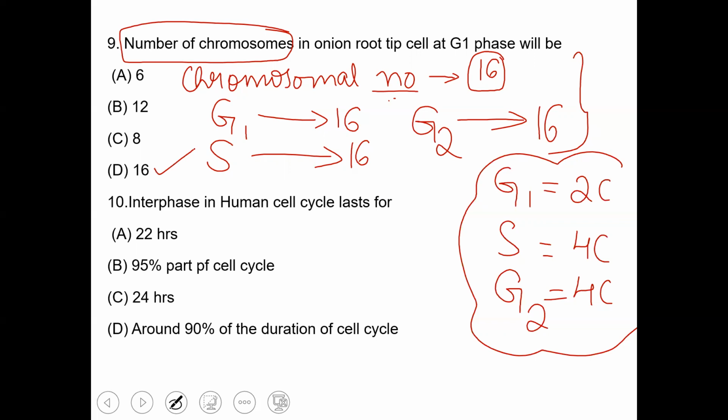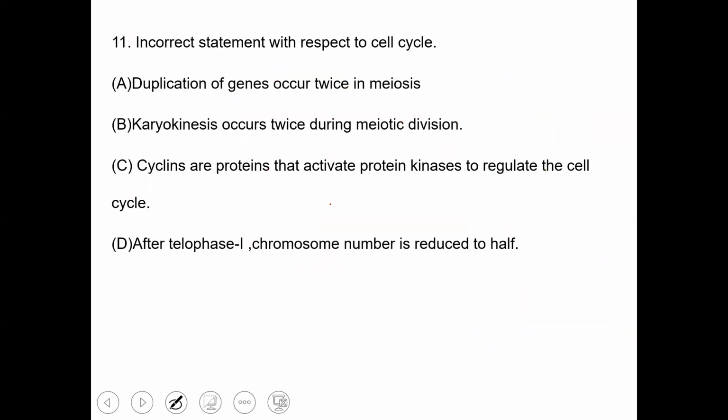Okay, next one. How long does interphase last in a human cell? We know that interphase is the longest phase, and it takes about 23 hours. Here the options are 22 hours, 95% of the cell cycle, 24 hours, around 90% of the duration of the cell cycle. It is 23 hours, which constitutes about 95% of the cell cycle. Henceforth, it is option B.